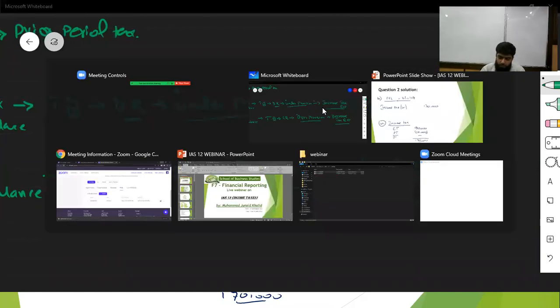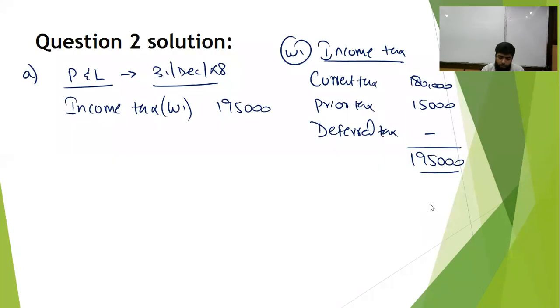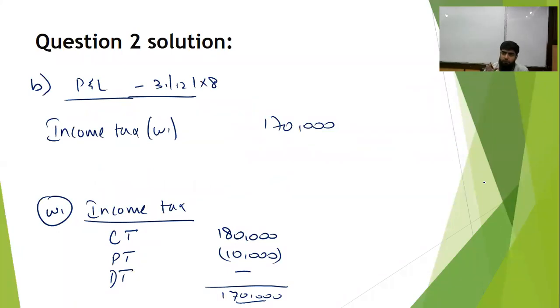And we did it by practicing question number 2, in which we adjusted the prior period tax. In required A, there was an under provision, so we increased the tax for the year. 1,80,000 was the current year tax, but we increased it by 15,000, so the total tax to be reported in P&L is 1,95,000. But in requirement B, there was an over provision. It means tax in the previous year was overcharged. So for this year, we reduced the amount of tax, and we recorded our tax for the year as 1,70,000.